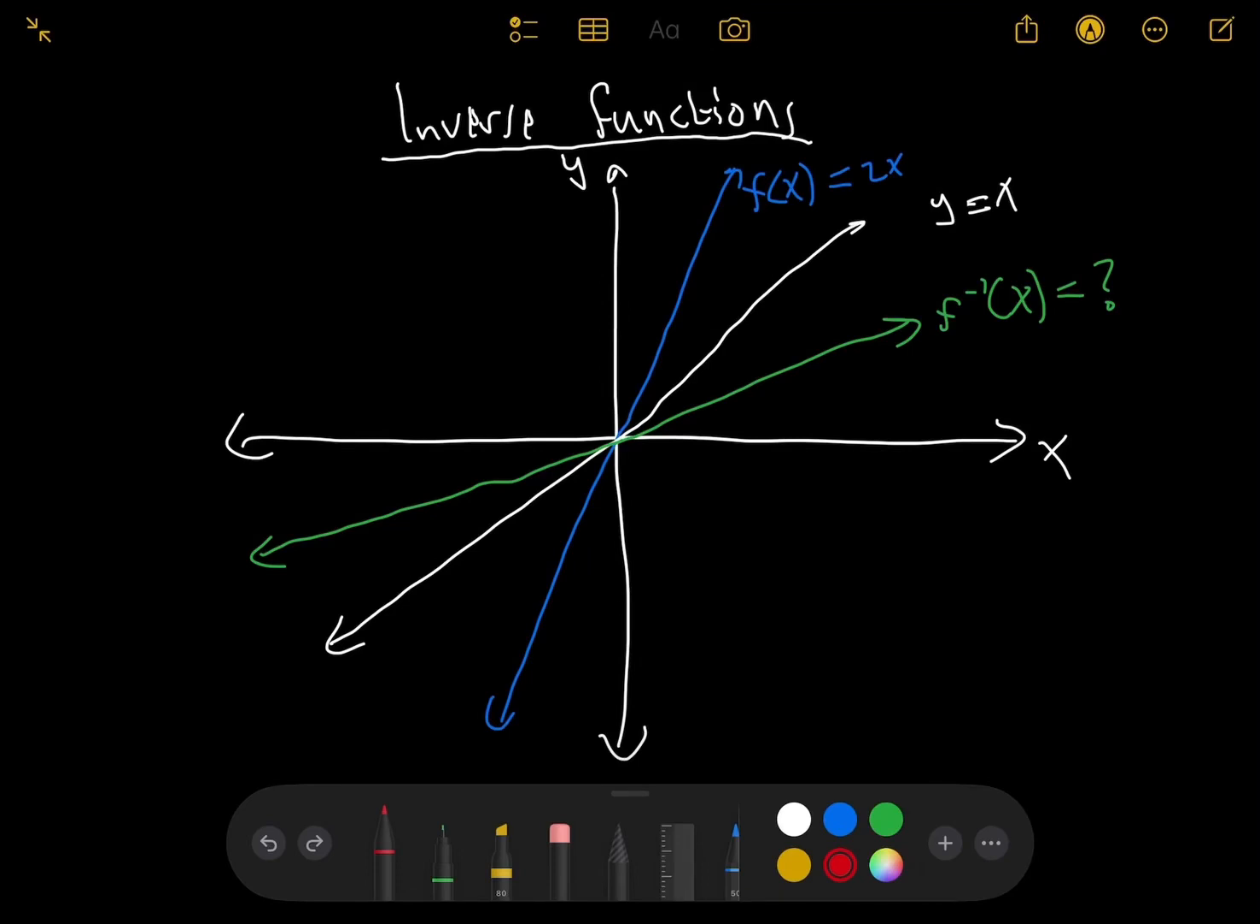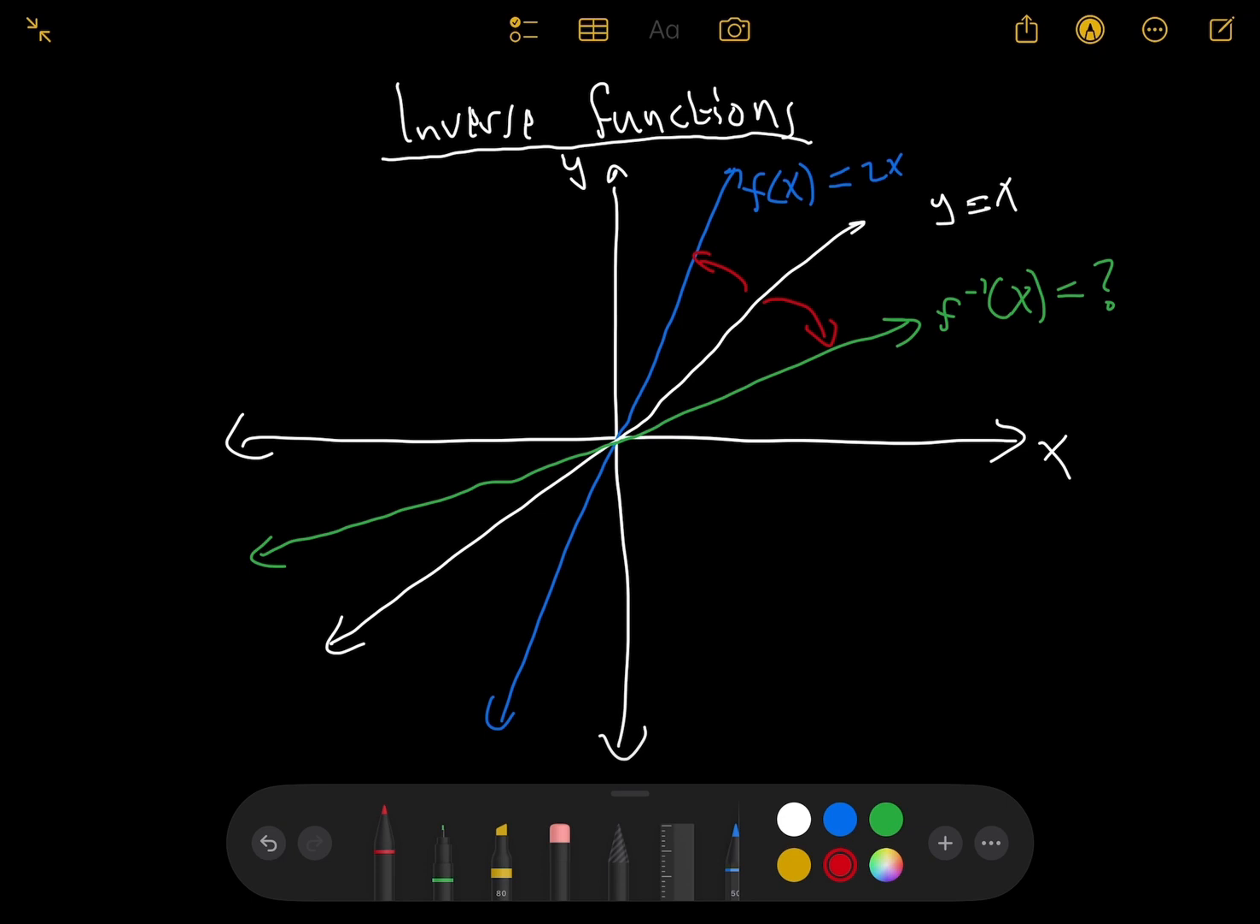We're continuing with functions. Specifically, we're doing inverse functions. So here on our xy plane, we have the graph of f of x, which is equal to 2x. That's the first graph, highlighted in blue. And then we have the graph in white, y is equal to x. And then we have the inverse graph of f of x, which is equal to a question mark. So we have our first graph in blue, and its inverse graph is the green graph.